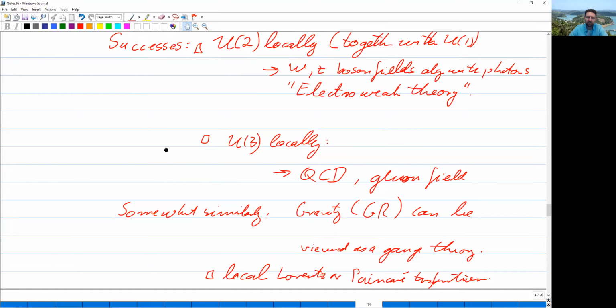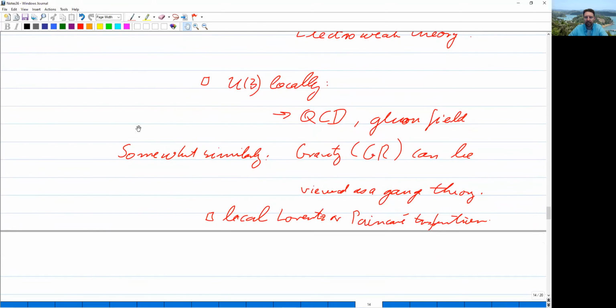So somehow, the gauge principle is on one hand super powerful in that it has led physicists historically to the correct theories for the weak interaction and the strong interaction, the U2 and the U3 symmetries. And also gravity can be viewed as a gauge theory. And yet, we still don't know why some groups, such as the U1, U2, U3, and the Lorentz transformations or Poincare transformations, are singled out. Why the gauge principle should use these, but not others. We don't know that.